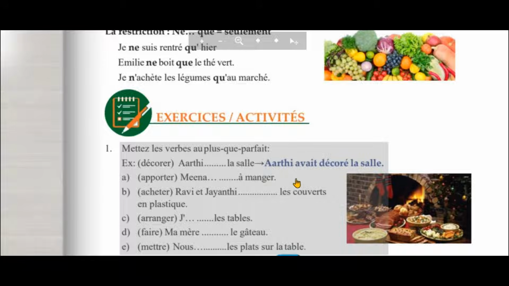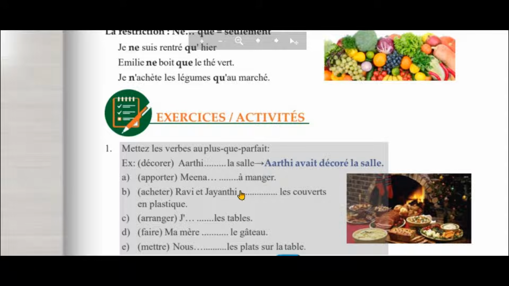So first of all, you should know the formation of the plus-que-parfait, where you have the subject followed by the auxiliary verb in the imparfait form. So that could be either avoir or être. So if it is avoir, it is always going to begin with av followed by the imparfait ending. So I'm sure by now you guys would know the imparfait endings, which is nothing but ais, ait, ions, iez, aient, and then followed by the past participle.